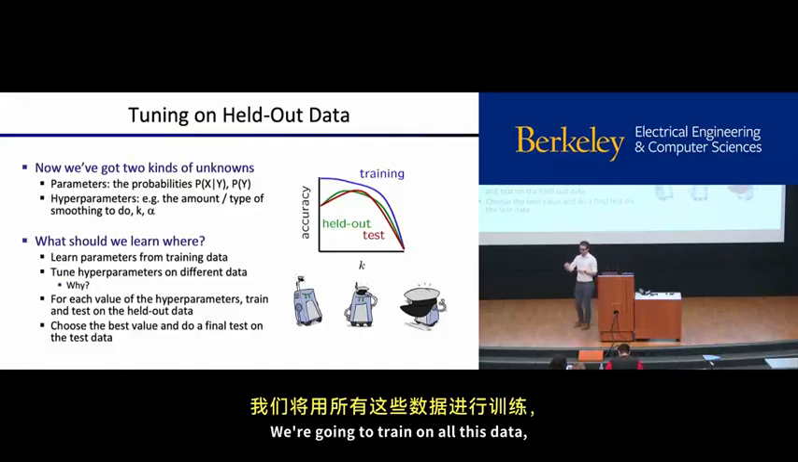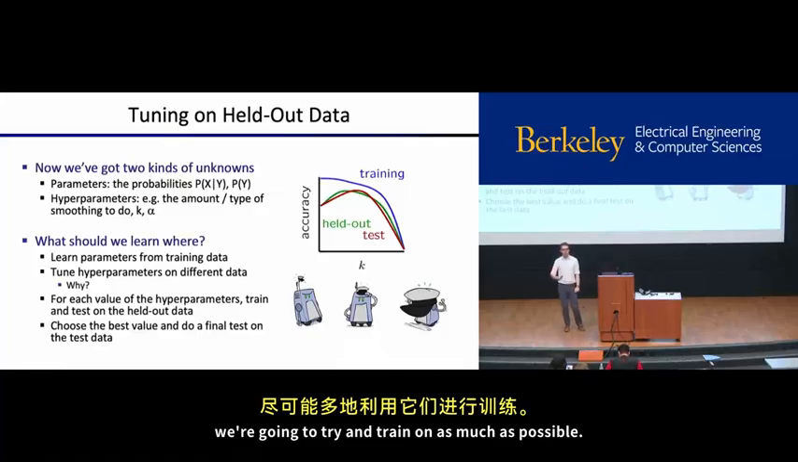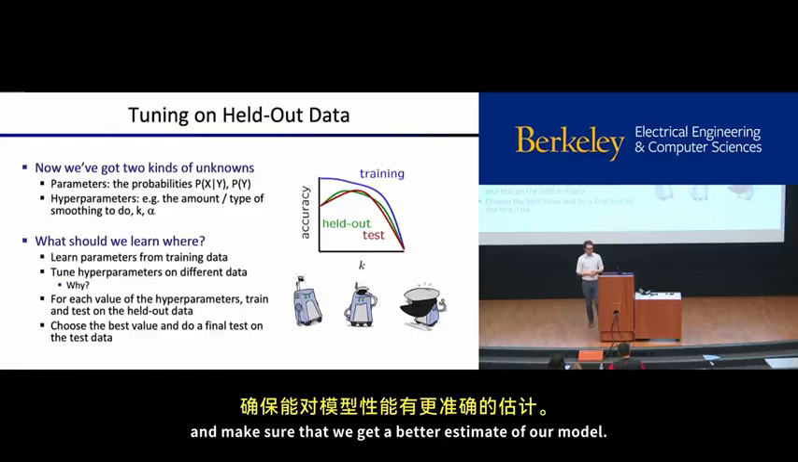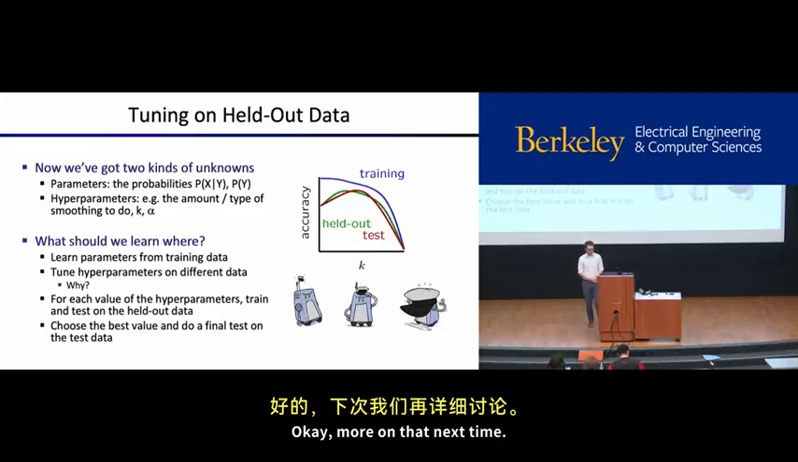We're going to train on all this data. We're going to try and train on as much as possible, but we want to hold out some of the data so that we can tune the parameters of our model and make sure that we get a better estimate of our model. Okay, more on that next time.